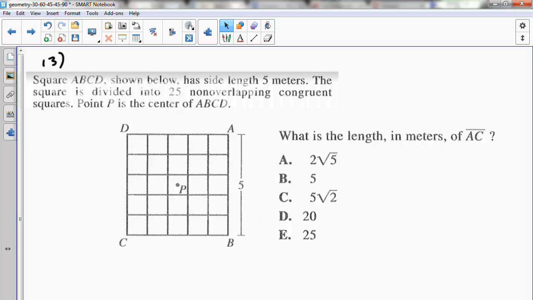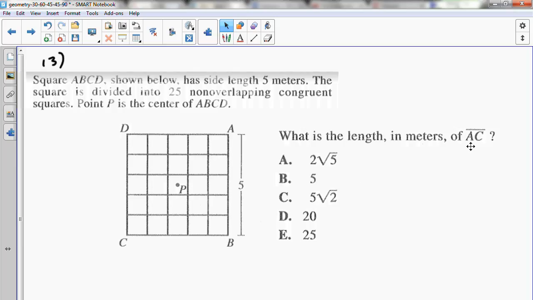Square ABCD, shown below, has side length 5 meters. Now, if it's a square, all sides are 5 meters. The square is divided into 25 non-overlapping congruent squares. That's really not important for this question. It says point P is the center of ABCD. There were actually 3 questions that went along with this. I just took one of them. That's why they told you all this other information.